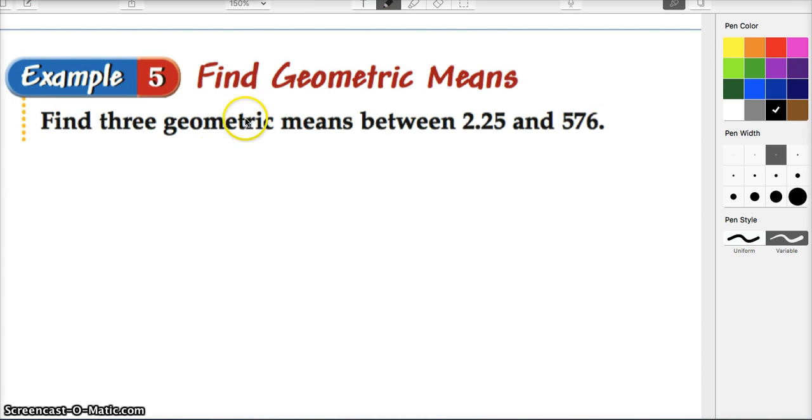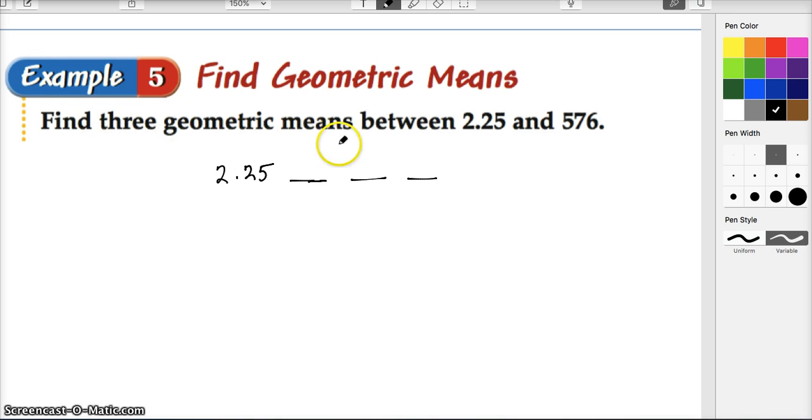So our final example is going to be about the geometric means, and we remember from our discussion a few minutes ago that the geometric means would be the values between two non-consecutive or successive values of a geometric sequence.